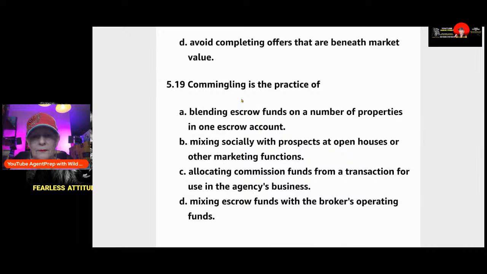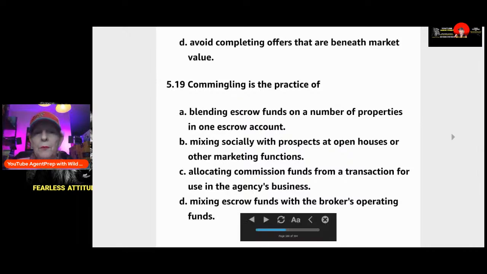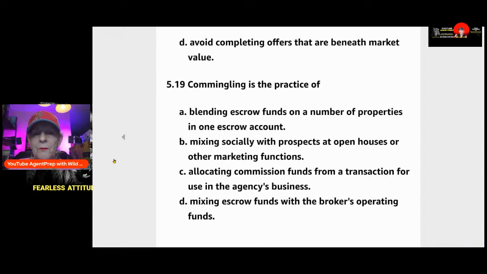Co-mingling vocabulary is the practice of what? A, blending escrow funds on a number of properties in one escrow account. B, mixing socially with prospects at open houses or other marketing functions. C, allocating commission funds from a transaction for use in the agency's business. Or D, mixing escrow funds with the broker's operating funds. So what is co-mingling? Right? Co-mingling, mixing things that we shouldn't. In this case, money, right? We can't mix.